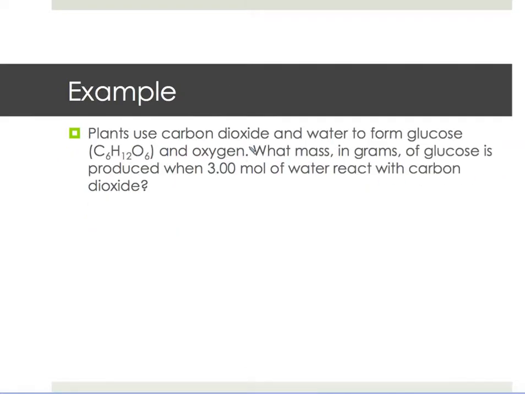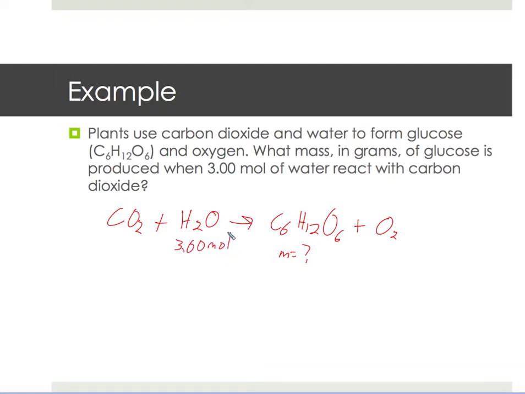For example, plants use carbon dioxide and water to form glucose, which is C6H12O6, and oxygen. What mass in grams of glucose is produced when 3.00 moles of water react with carbon dioxide? So step one, carbon dioxide, CO2, and water, H2O, react to form glucose, C6H12O6, and oxygen, O2. What mass in grams of glucose, so I need mass equals, I don't know, is produced when 3.00 moles of water react with carbon dioxide.